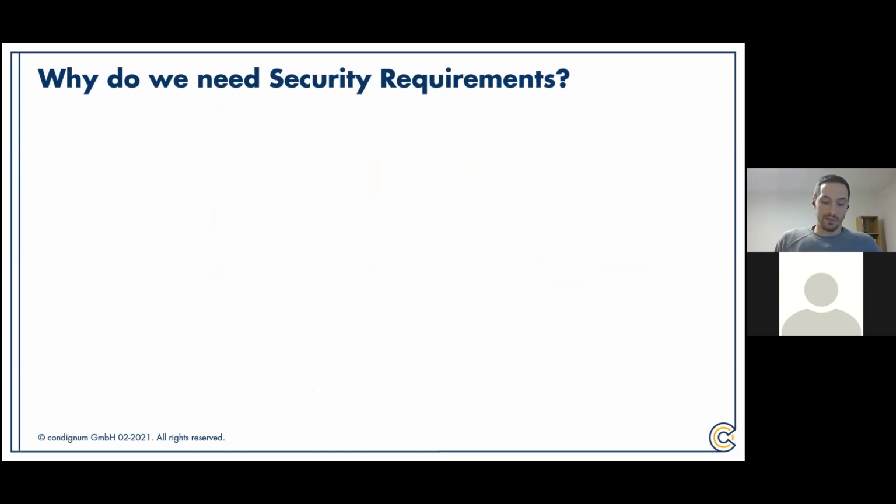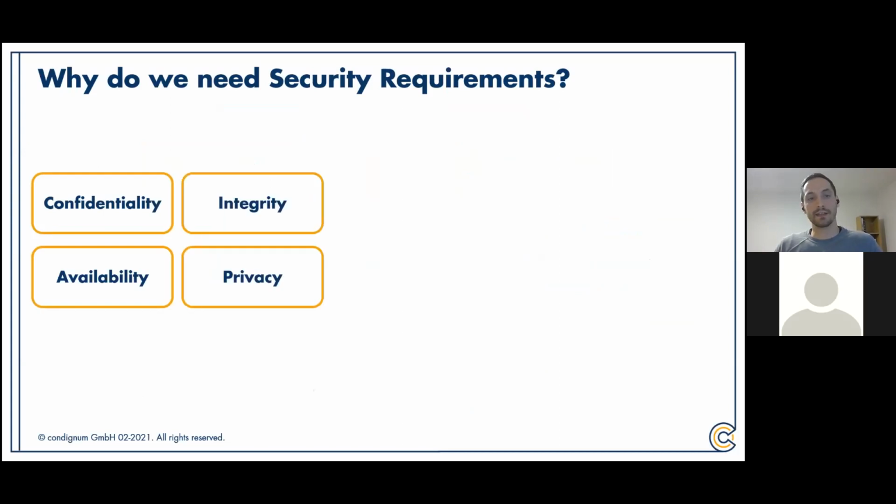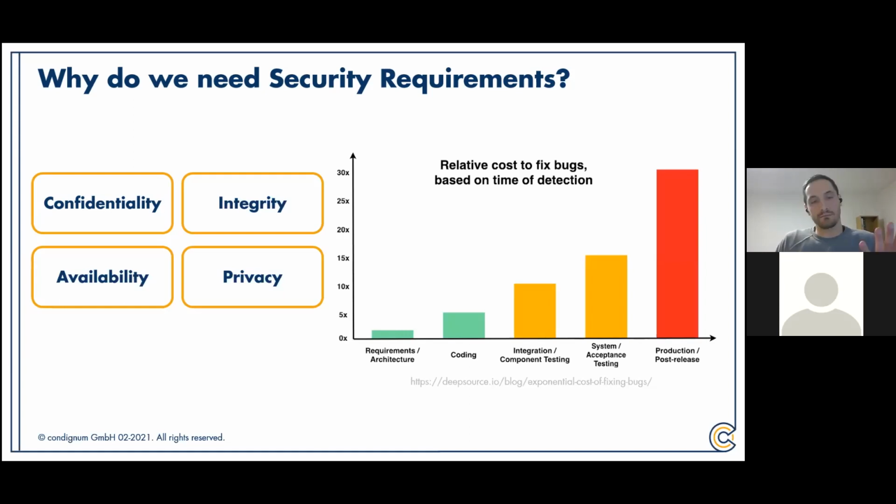Nobody wants that a hacker is successful in doing harm to our products and our business. So we want to meet the classic protection goals like confidentiality, availability, integrity, and privacy. And to meet these protection goals, we just need an appropriate level of security. How do we get that? Or yeah, we need a specific level of security.